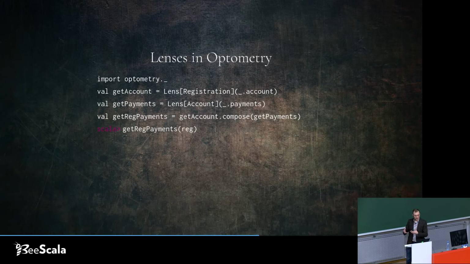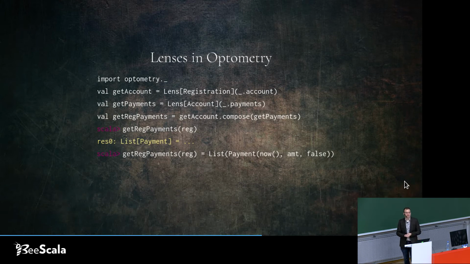In order to apply that lens, we take the lens we've just produced, get reg payments, and we pass it our hypothetical instance of registration. And what that will return is a list of payments. Shouldn't be too surprising. It just accesses the value in that registration.